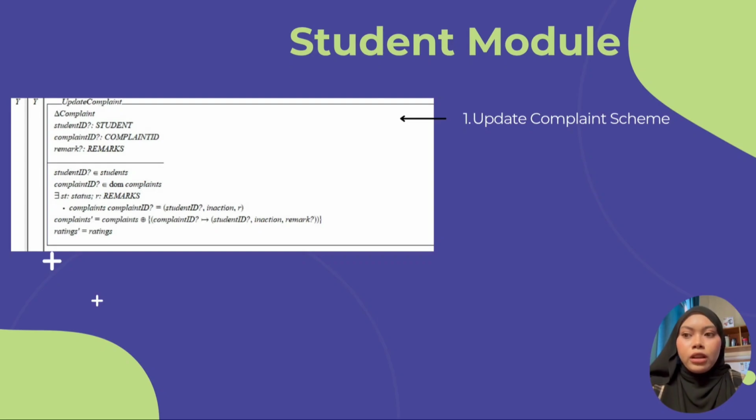For update complaint, if a complaint hasn't been resolved yet, the student can update its remark using update complaint. The system checks that the complaint belongs to the student and is still in action status. Then the remark is updated while the status remains unchanged.